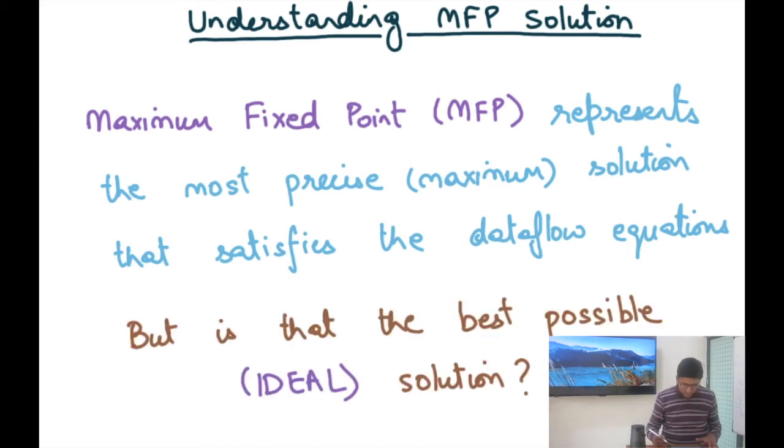So we want to ask, is that the best possible solution? Once again, I want to emphasize that we are not allowed to change the transfer functions, the set of values, or the meet operator. But even with these constraints, can we do better than what MFP gives us? Recall that MFP is the maximum solution that satisfies the data flow equations. Okay, so let's call the best possible solution the ideal solution, and let's see what ideal could potentially look like.